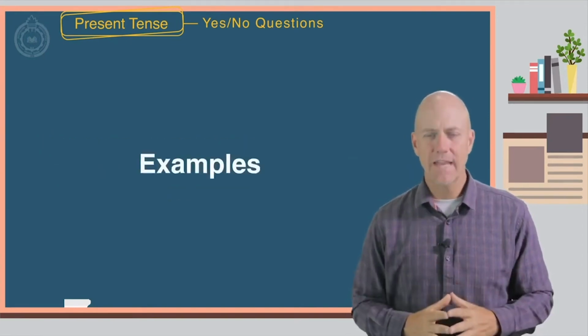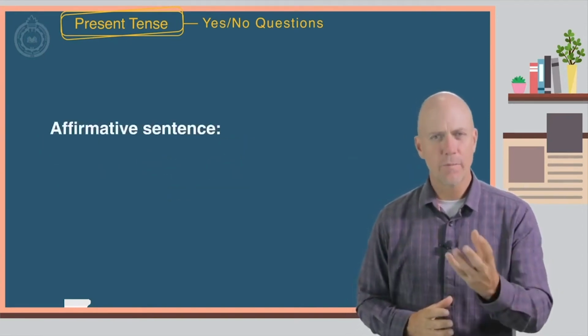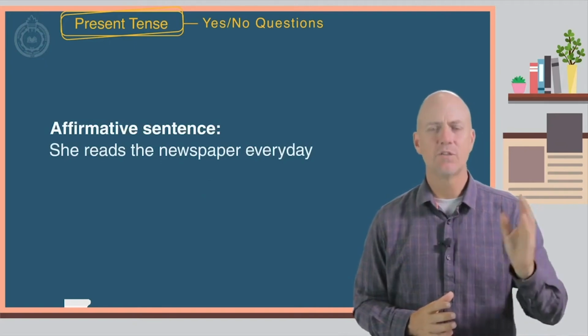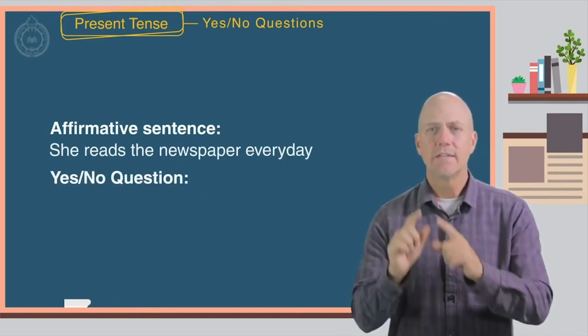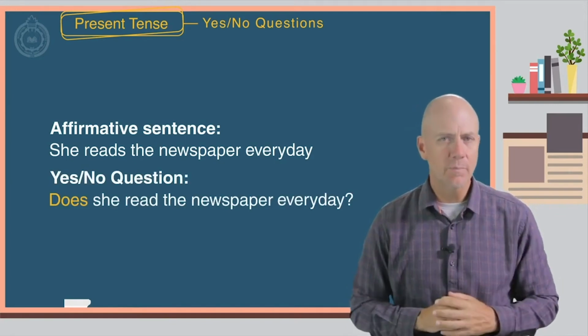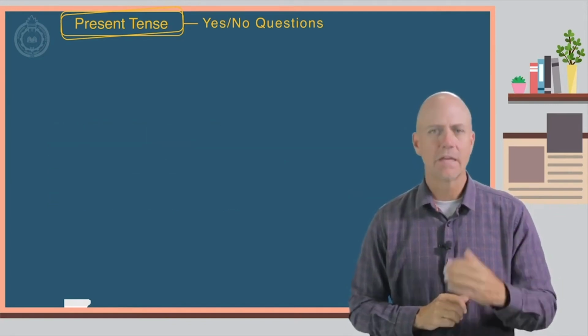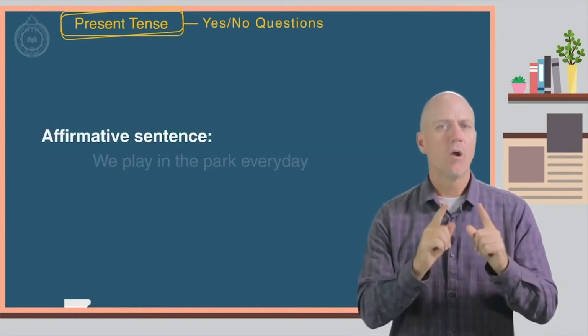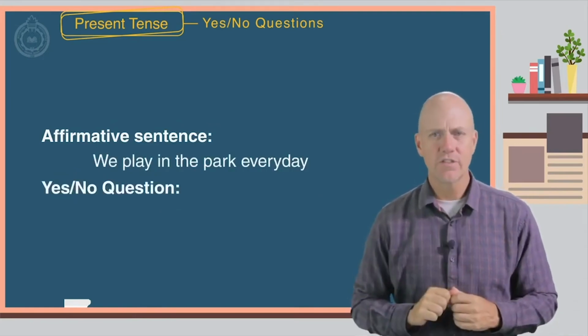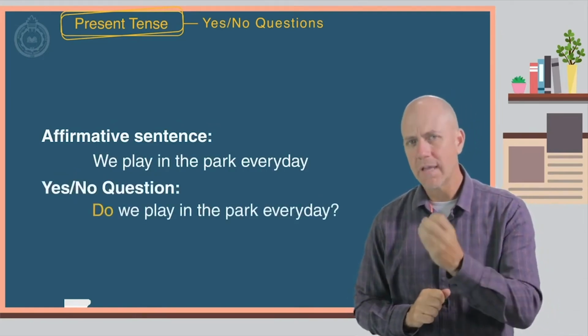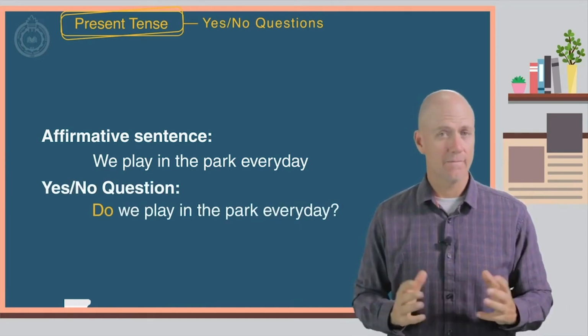Let's look at some examples. Affirmative sentence. She reads the newspaper every day. The yes-no question. Does she read the newspaper every day? Affirmative sentence. We play in the park every day. The yes-no question. Do we play in the park every day?